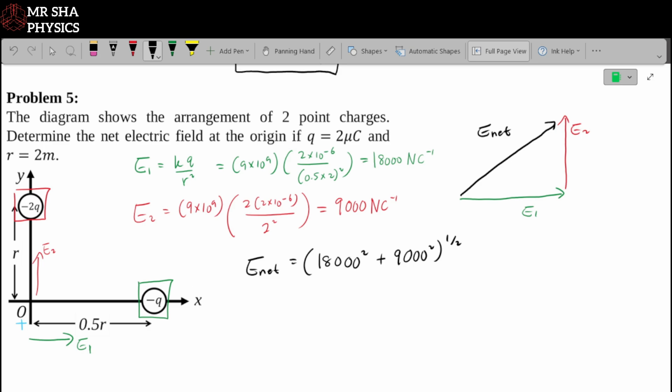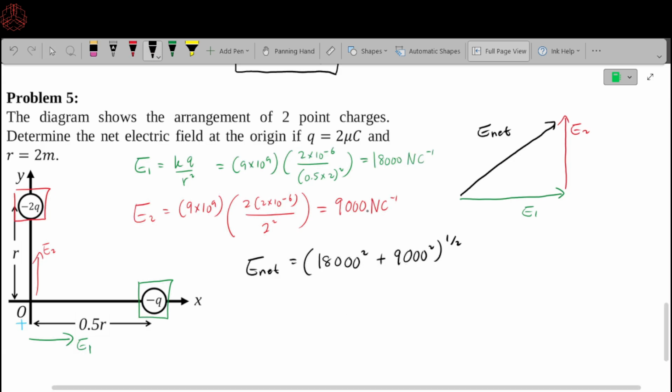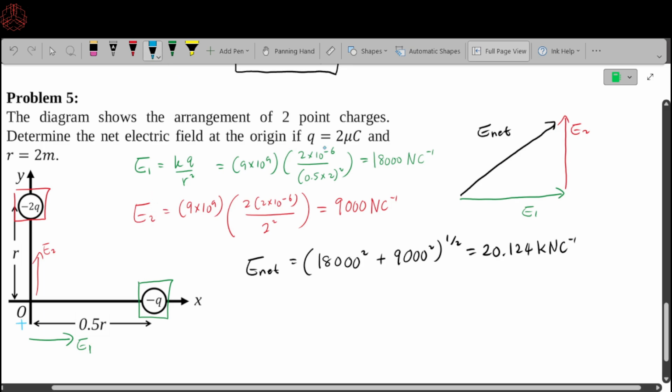So then my net electric field at the origin is going to be 20.124 kilonewton per coulomb. I use kilo because it's easier than writing zeros. Okay, so that's the magnitude of the electric field at the origin, but we also need to find the direction, and based on our nice little diagram here, we can determine the angle.